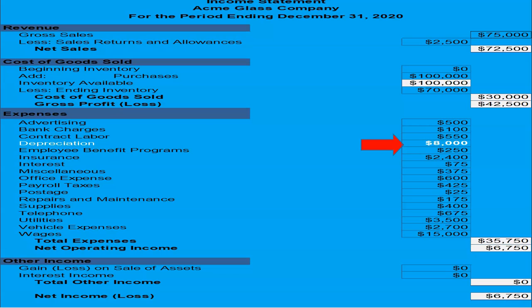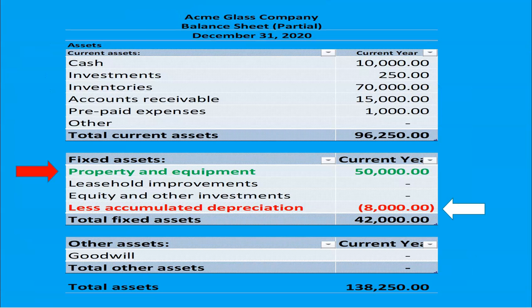But here's the thing. If we didn't have this depreciation expense here, this figure would go up by $8,000 and we'd have $14,750 in net income. Conversely, if we expense the entire $40,000 all at once, we're going to show a huge loss in our first year, and that would be inappropriate given the fact that we're going to be using that delivery truck for the next 4 years.